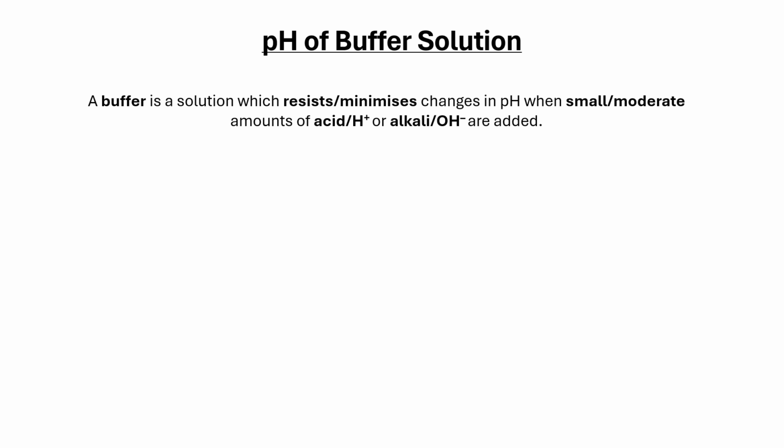In this video, we will find the pH of buffer solution. Now, what is buffer solution? It is a solution which resists the change in pH when you add a small amount of acid or alkali in it. And the simple example of buffer solution is a mixture of weak acid and its salt.